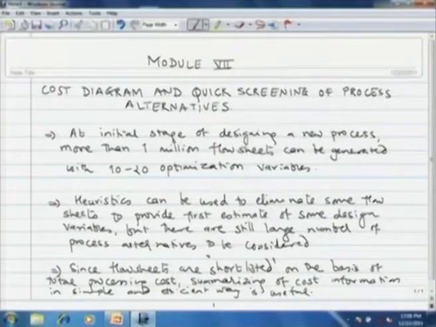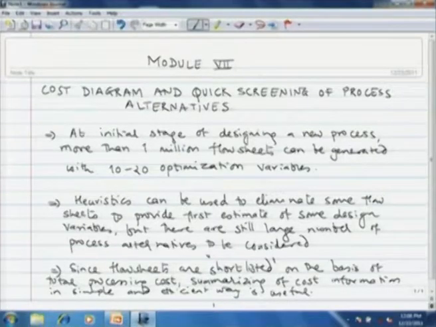Now, having done this, when we are at the initial stage of finalizing a new process, we may have more than 1 million flow sheets generated with about 10 to 20 optimization variables. Now, it is rather impossible to go for a detailed design and cost estimation of each of these flow sheets. Therefore, we have to somehow reduce the number of flow sheets or shortlist the few best flow sheets. The heuristics that we have seen in previous modules can help us eliminate some of the flow sheets and provide the first estimate of some design variables.